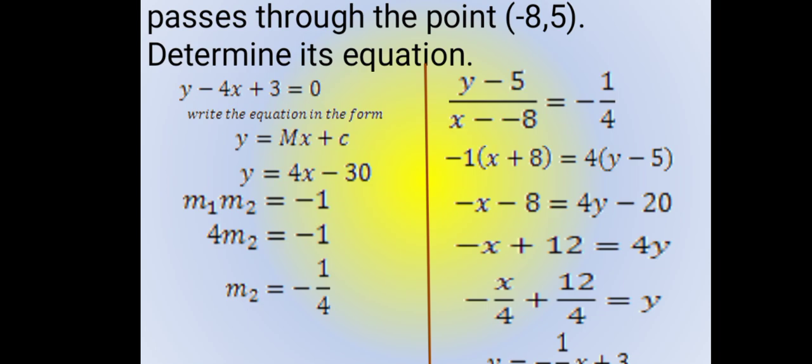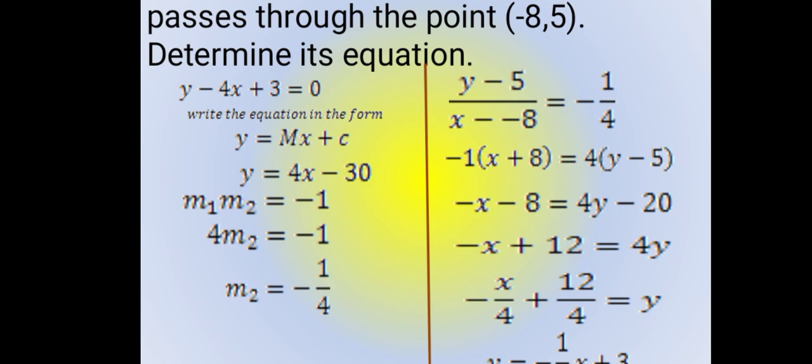So we have one point, that's negative 8 and 5. What we shall do is say y minus 5, that's the change in y, over x minus negative 8, the change in x, is equal to negative a quarter. So our equation is y minus 5 all over x plus 8 is equal to negative a quarter.